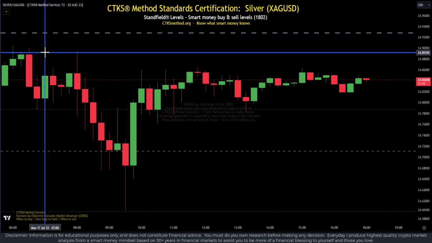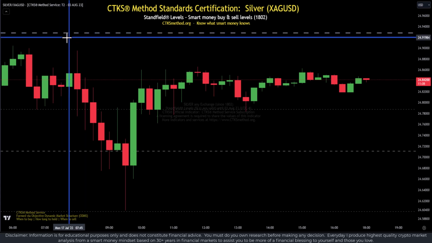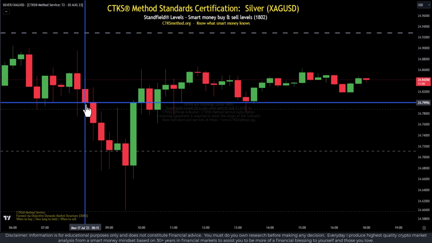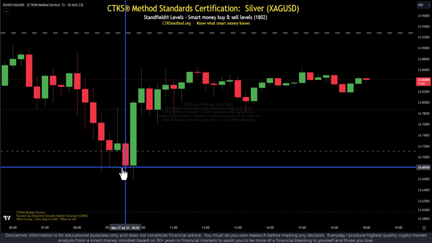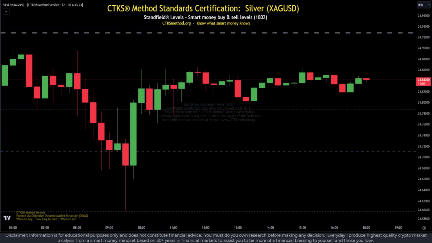What we've seen here is this resistance level has been quite strong. It's managed to push price down to lower SLs. And look at how price obeys these SLs. It's just amazing. This is why we say CTKS structure overrides. There's a lot of stuff going on in the global world, but these smart money sell and buy lines, they work like magic. And they work for any price chart.